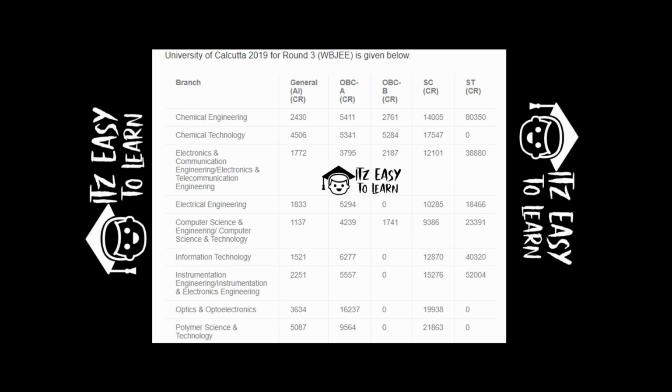For chemical technology in ST, leave that. Electrical engineering for ST closing rank is 18466. For SC it's 10285. For general it's 1833. So if your rank is within this range, you can apply for University of Calcutta. I'm moving to next college.